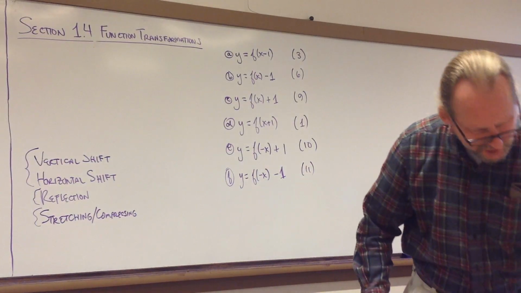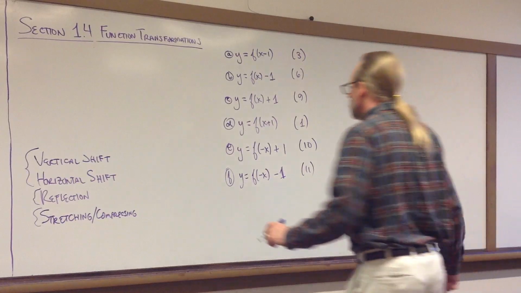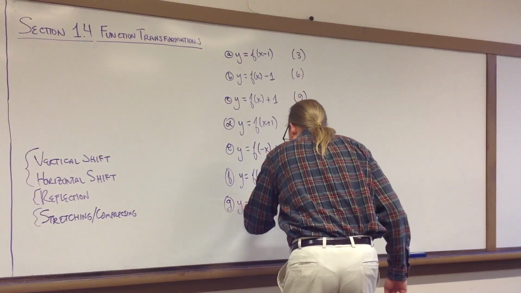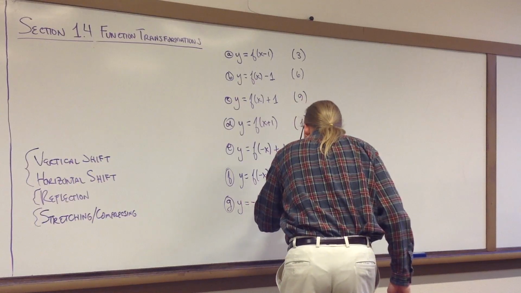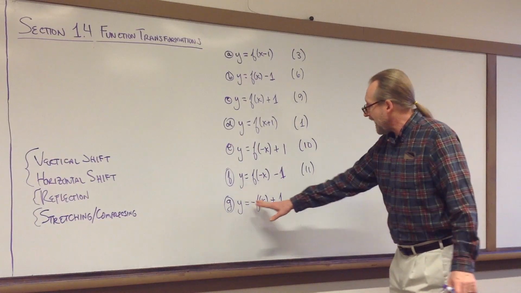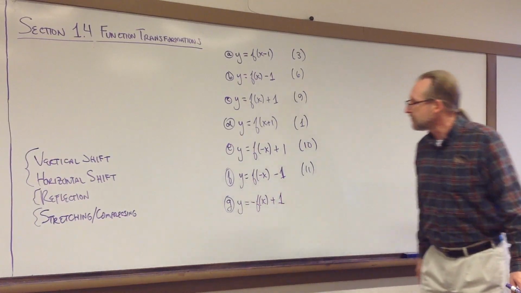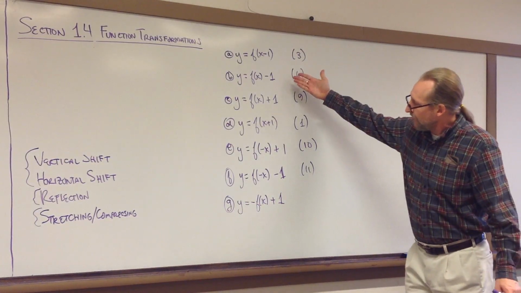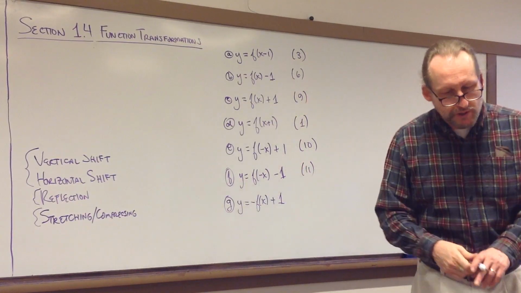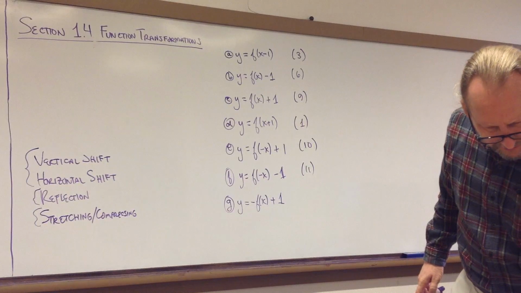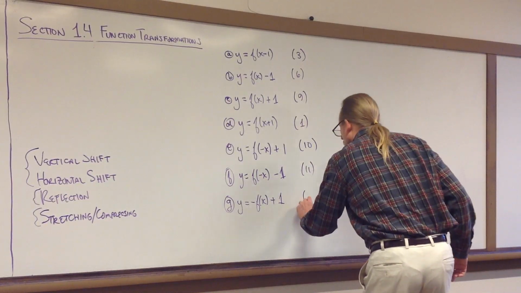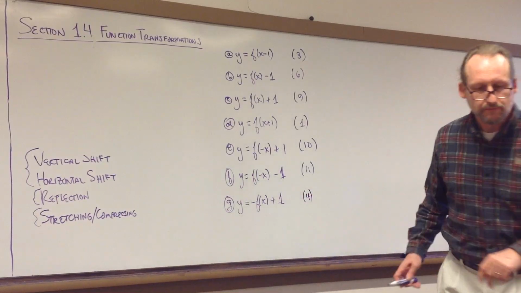And then we've got g, negative f of x plus 1. So this negative f of x, again, that's going to happen before the positive 1 affects it. It's going to reflect it over the x-axis and then shift up 1 unit. Reflect over the x-axis, shift up 1 unit. That's number 4.